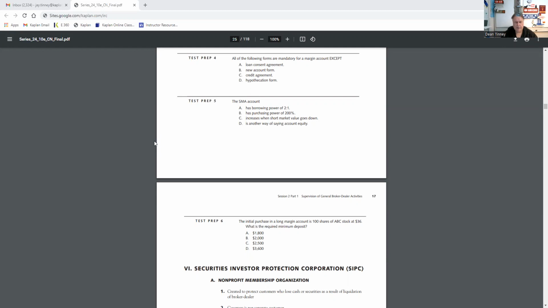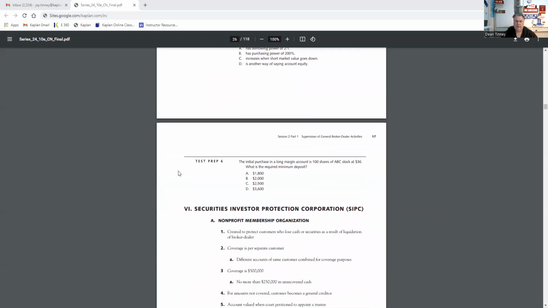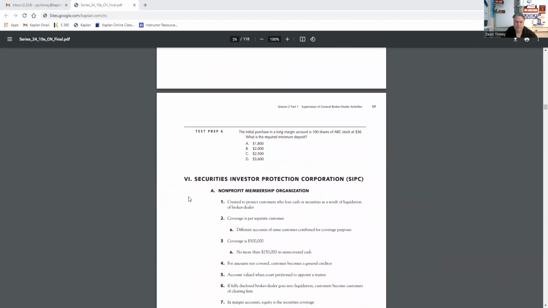Anyways, the SMA, the special memorandum account, is a holding tank for my excess equity. And if I borrow it as cash, it's not 2 to 1, it's 1 to 1. A is not correct. If I use my SMA to buy additional securities 2 times or 200%, that is correct. It would be B. So if I have 5,000 in SMA, I could have 5,000 as cash, or I can buy $10,000 worth of additional securities. The answer is B.